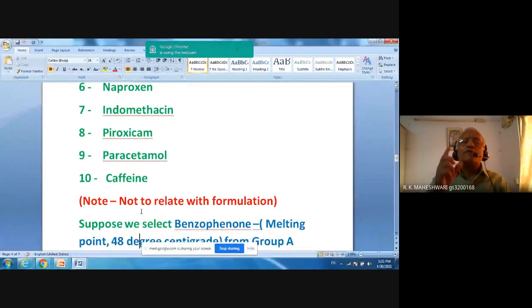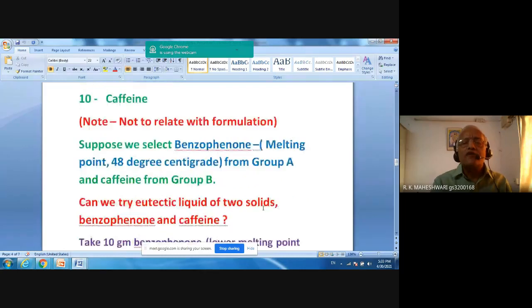We will take one compound from A and one compound from B. We are not going to formulate anything. Suppose we select benzophenone, melting point 48 degrees centigrade, from group A, and caffeine from group B. So two solids you have decided. Now we have to see whether we will get a eutectic liquid or not, of benzophenone and caffeine.